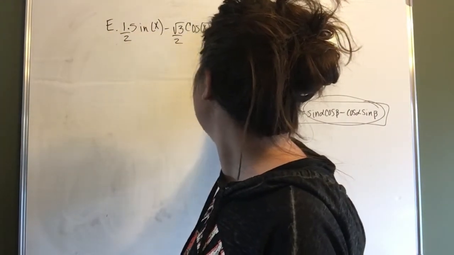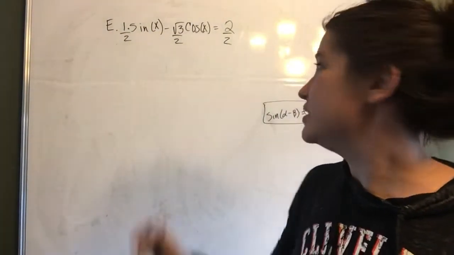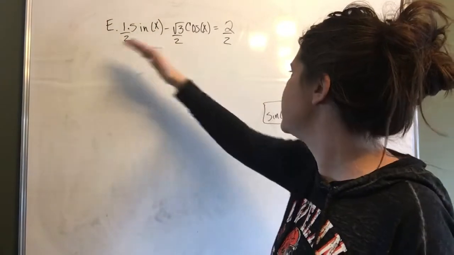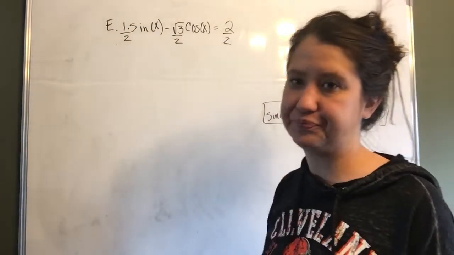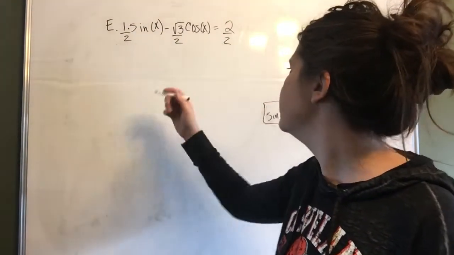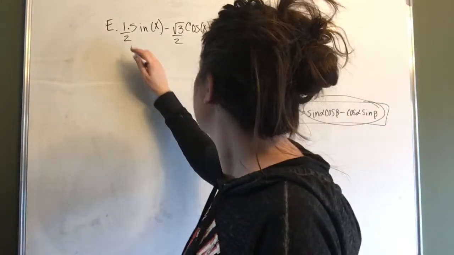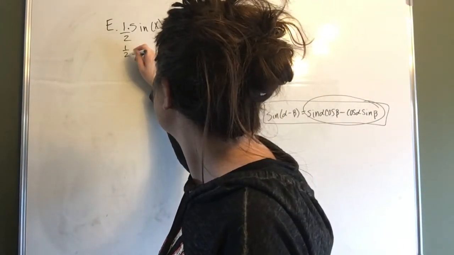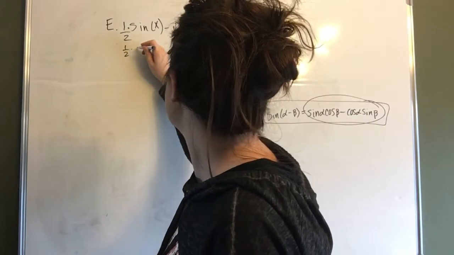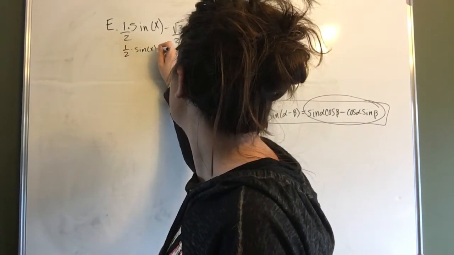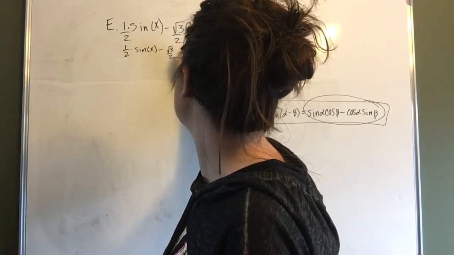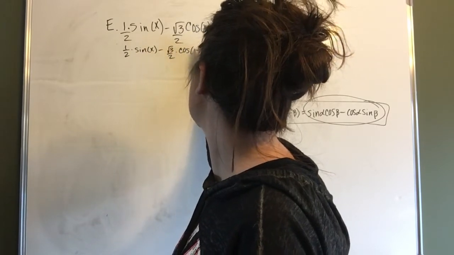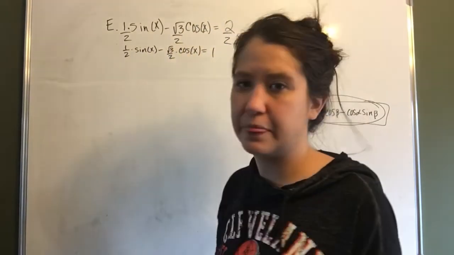So we're going to go ahead and divide across everywhere by 2. Being that this is an equation, right, we can just divide all the way across by 2. And that's valid. So now we have 1/2 multiplied by sine x minus square root 3 over 2 multiplied by cosine of x is equal to 1.